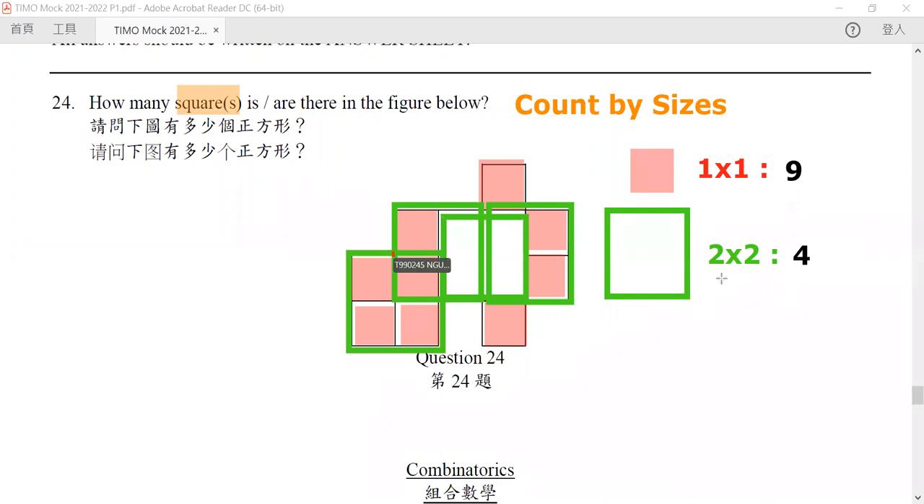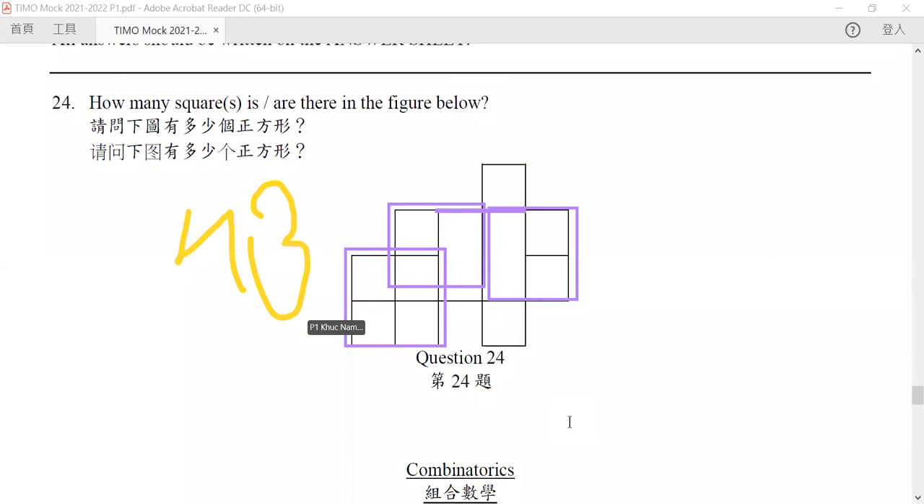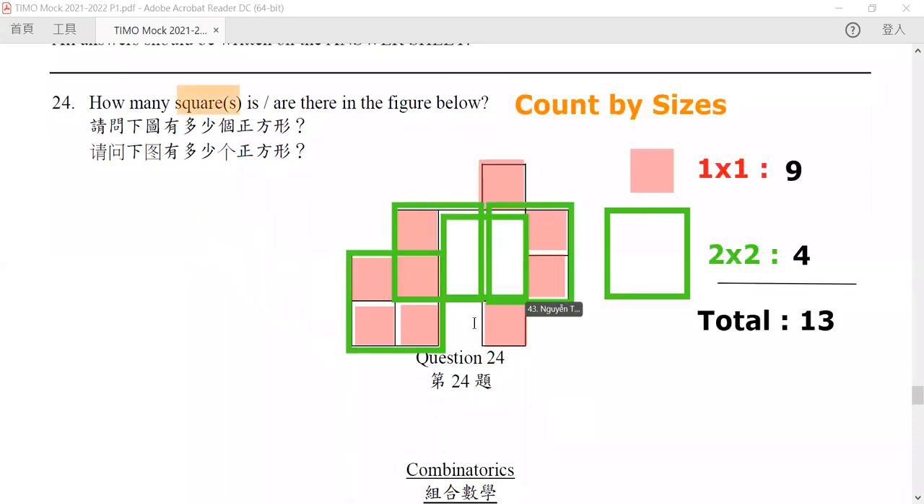So in total, how many squares are there? With 9, which is 1 by 1, and then 4, which is 2 by 2, the total number of them is 13. Okay, so our answer is equal to 13. Okay, so this is our question number 24.